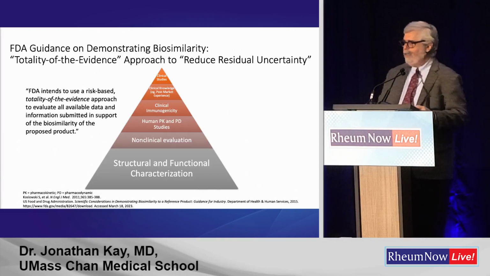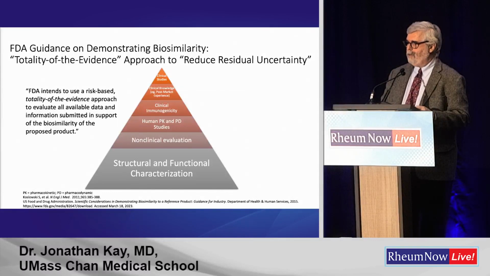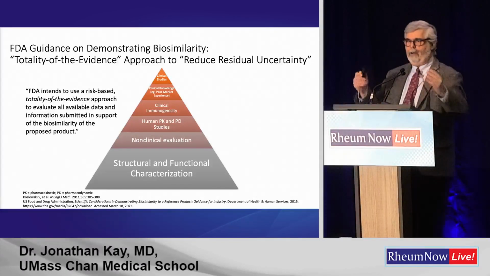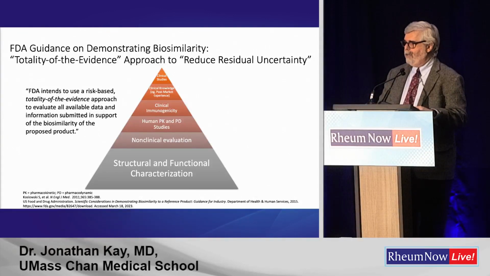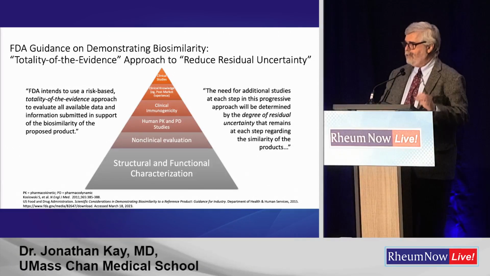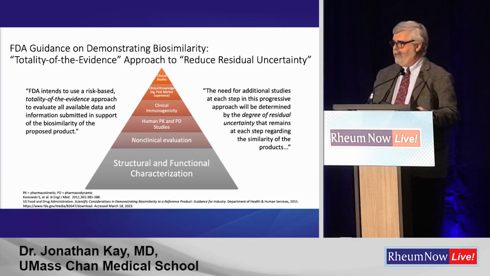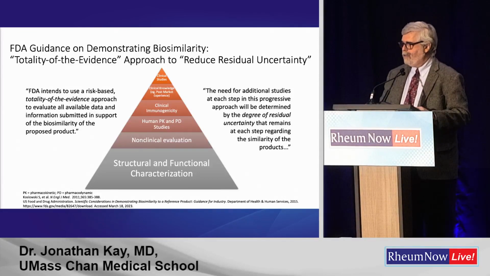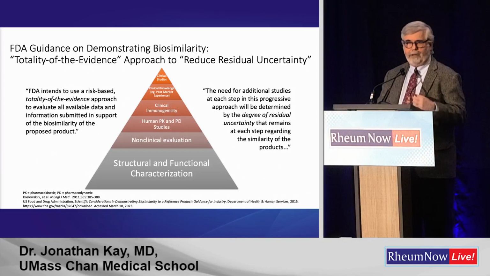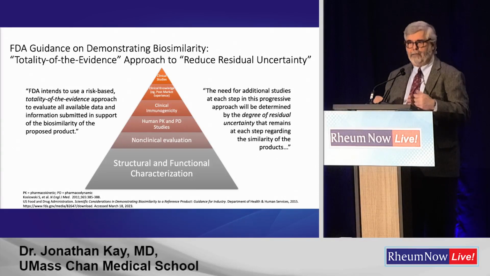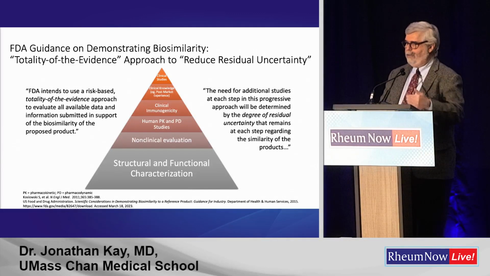So the FDA says that it intends to use a risk-based totality of the evidence approach to evaluate all available data. They look at all of these data together in totality and information submitted in support of the biosimilarity of the proposed product. They say that the need for additional studies at each step in this progressive approach will be determined by the degree of residual uncertainty that remains at each step regarding the similarity of the products. So, for example, for an insulin biosimilar, if the pharmacokinetic and pharmacodynamic studies establish biosimilarity, there might be no need for a clinical trial. And as there's more experience gathered with biosimilarity evaluation, the extent of the evaluation may be lessened.